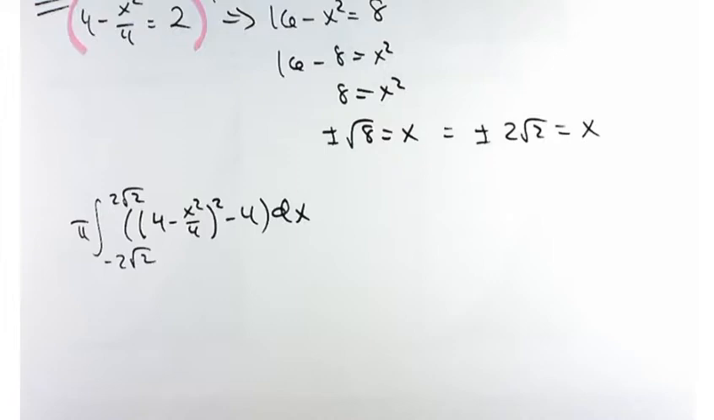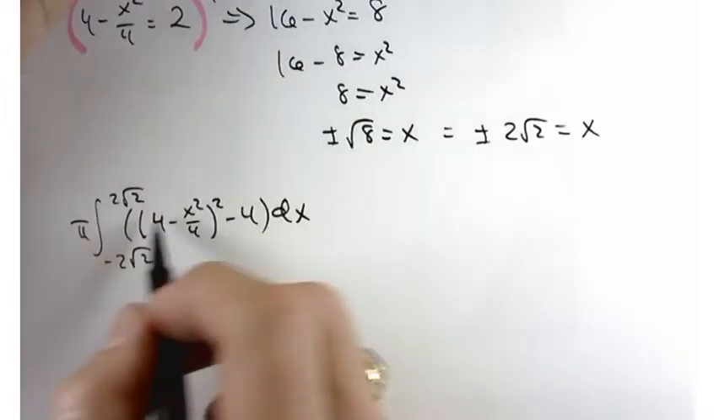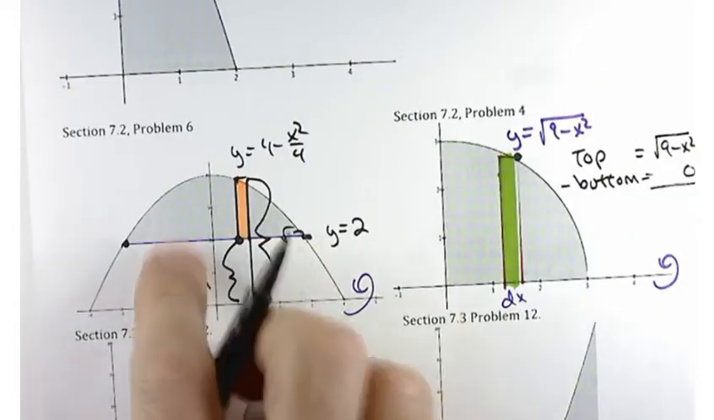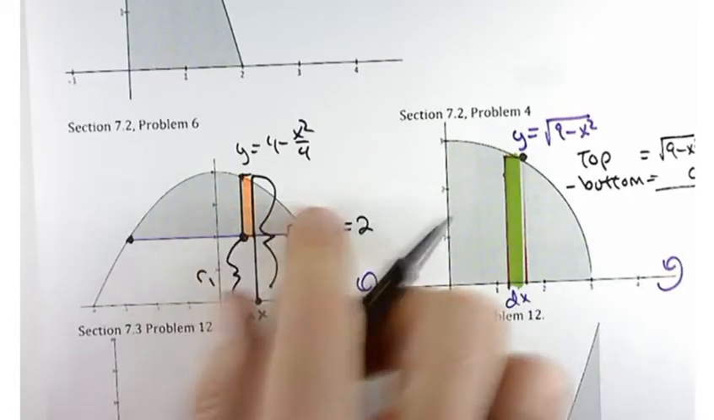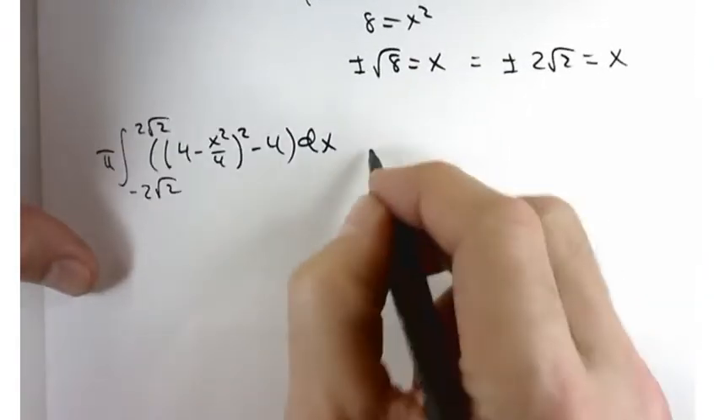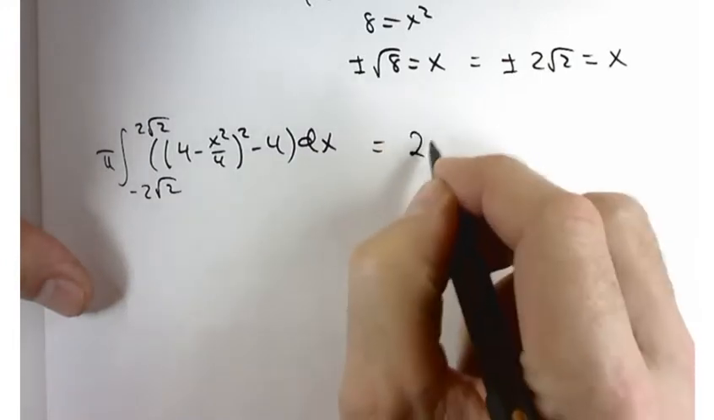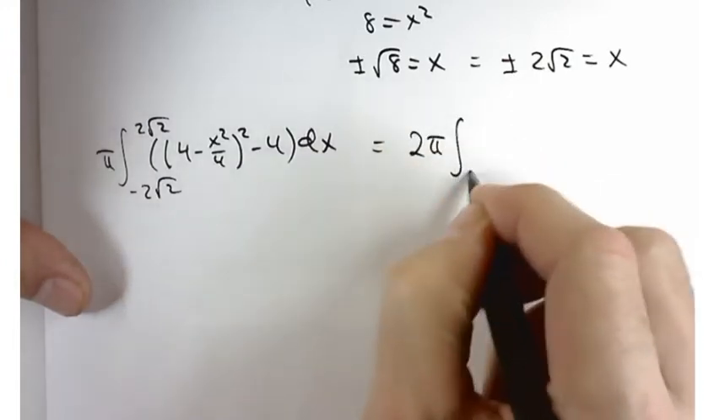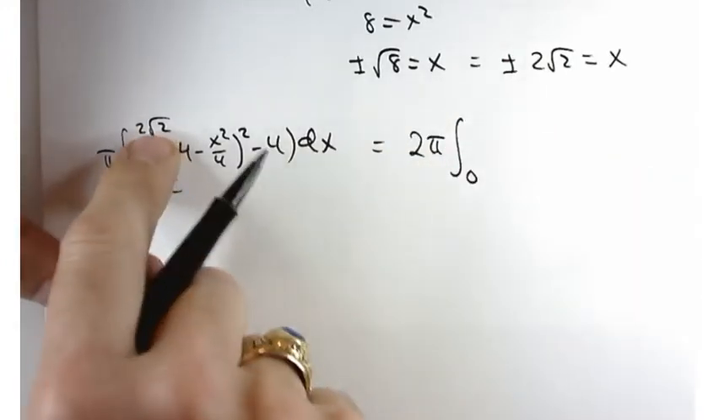Yeah, nice observation. This is an even function. If you notice, this graph is symmetric with respect to the y-axis. So this is an even function. So if you're trying to make this a little bit easier, you could double the integral and go from 0 to 2 square roots of 2.